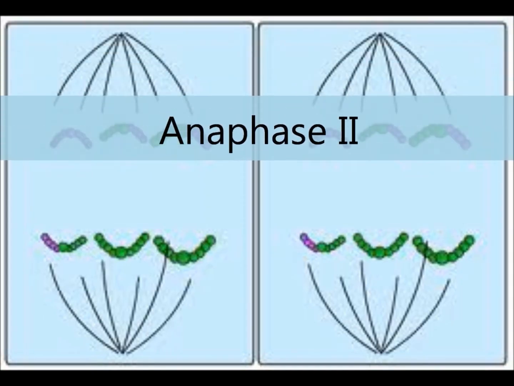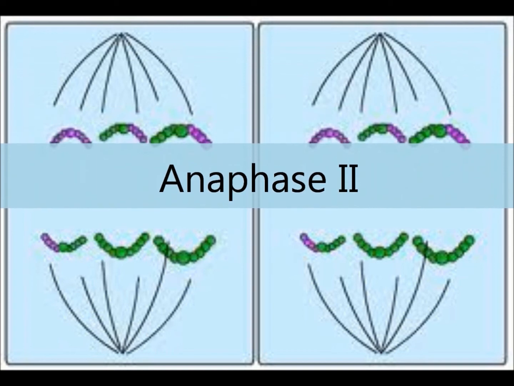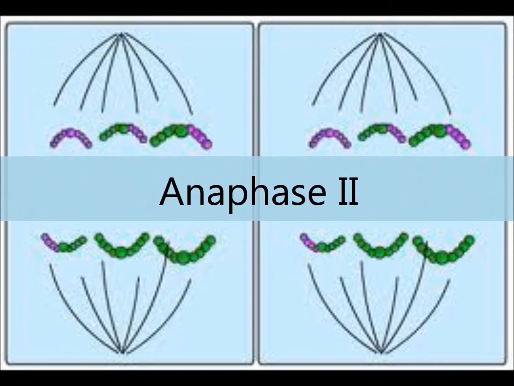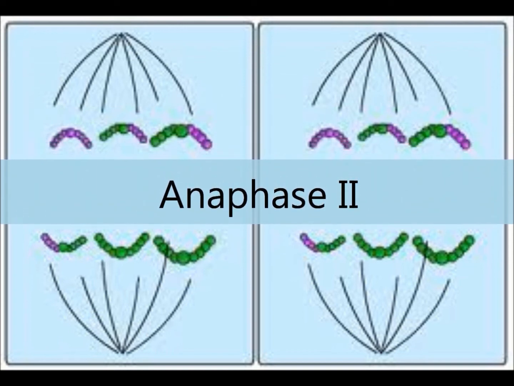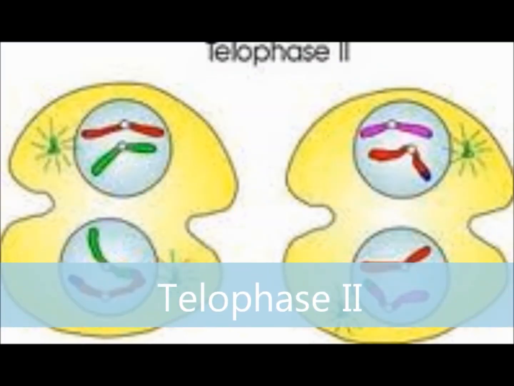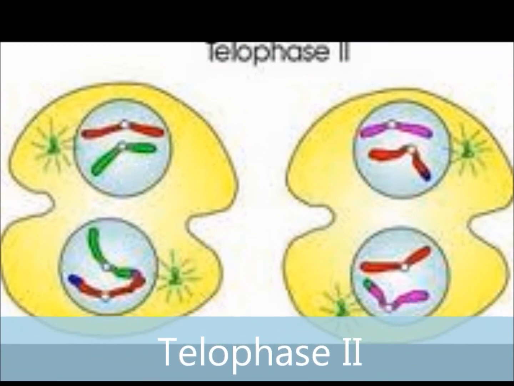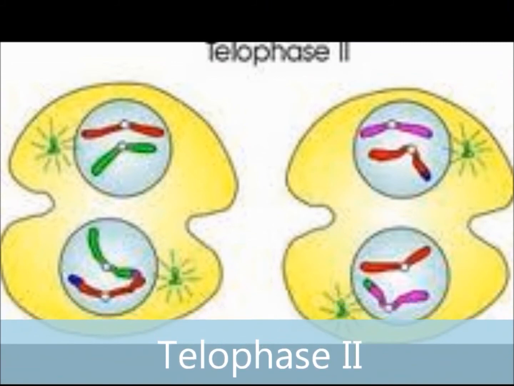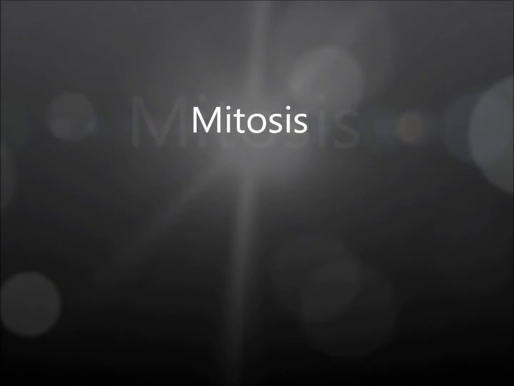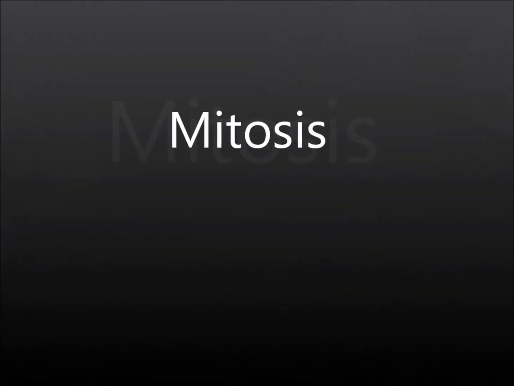The eighth step of meiosis is anaphase 2. During anaphase 2, centromeres of sister chromatids finally separate. A chromatid from each pair moves towards opposite poles of the cell. The ninth step of meiosis is telophase 2. During telophase 2, nuclei form at the cell poles and cytokinesis occurs at the same time, ending meiosis with 4 daughter cells.